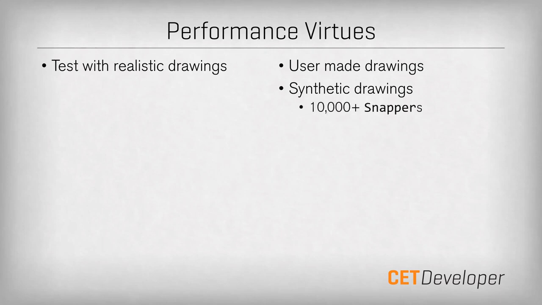Whenever you're making your own artificial drawing, make sure it has at least 10,000 snappers in it. That's a good size drawing, and that's not uncommon. This will really put the performance of the drawing to test.